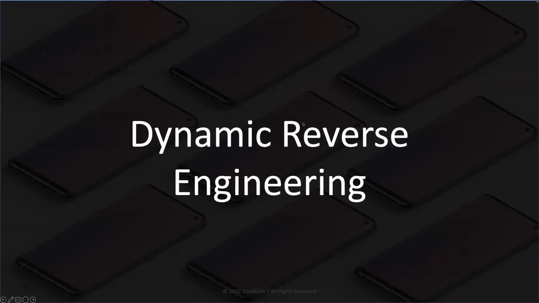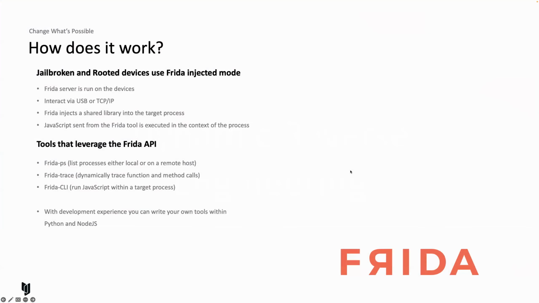So now we're going to look at the dynamic reverse engineering piece, which involves Frida and Frida scripts. For Frida, jailbroken and rooted devices use Frida injected mode. If you have little experience with Frida, Frida server is just run on the device and interacts via USB or TCP/IP, so you don't necessarily have to be plugged in. You can do it over the network. It injects a shared library into the target process, and then JavaScript sent from the Frida tool is executed in the context of the application or process you are connected to.